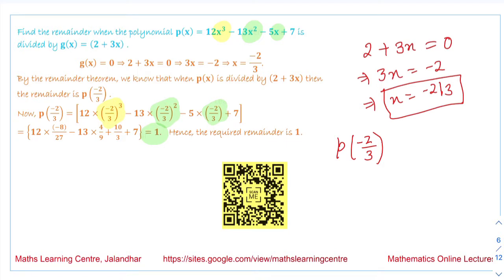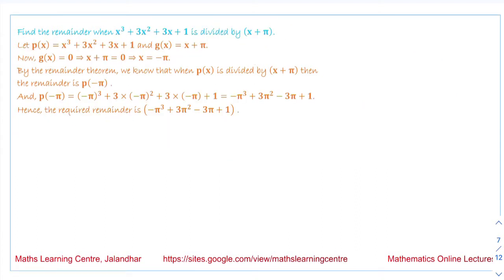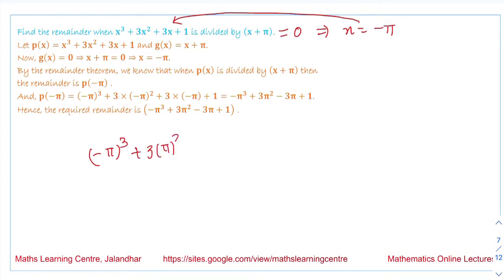Now the next is: find the remainder when this polynomial x cube plus 3x square plus 3x plus 1 is divided by x minus pi. So the same procedure is there. You equate this equal to 0. You get x is equal to minus of pi. You put x is equal to minus of pi in this equation. You get minus pi cube plus 3 into pi square plus 3 pi plus 1.